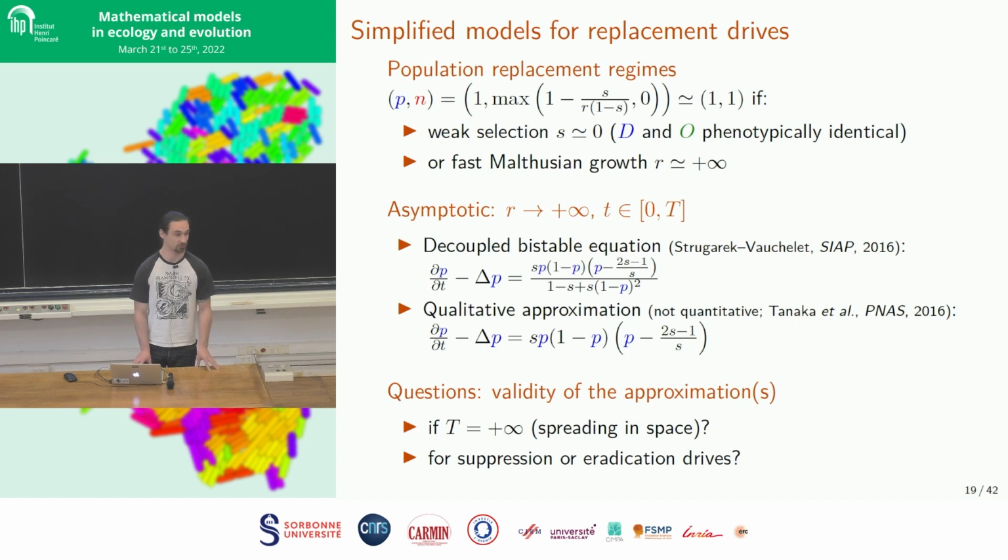And if R is close to infinity, you can repeat what Nicolas presented this morning, and you obtain this decoupled bistable equation on the proportion of drive in the population. And there is no gradient of logarithm of n anymore, so it's fine. The ratio is not very convenient, so you can try to say, okay, it's close to the cubic equation that we saw earlier this week. But again, the fitness cost is typically not so small. So this approximation is just qualitative because it's again a bistable equation, but the thresholds are going to be different.